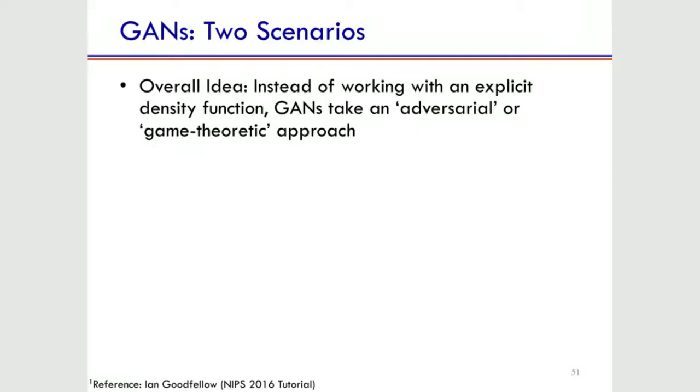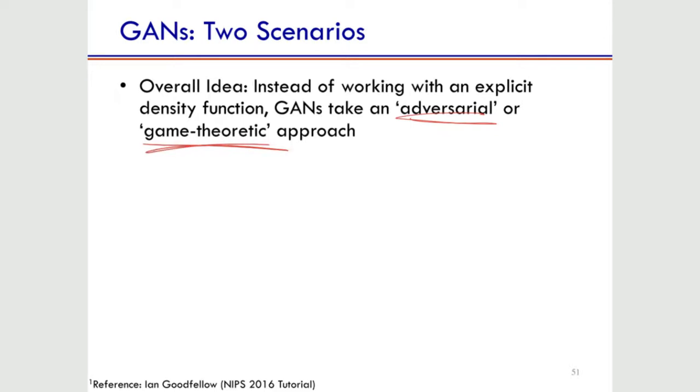In VAEs there was some explicit notion of a conditional distribution. In particular, we wanted to fix the z variable to be a Gaussian distribution, and then everything else was some sort of conditional distribution. The output was x conditioned on z, and the input was z conditioned on x. Now we're going to ignore all such distribution assumptions, and create this black box without thinking of distributions. In particular we'll take an adversarial or game theoretic approach. They mean the same thing.